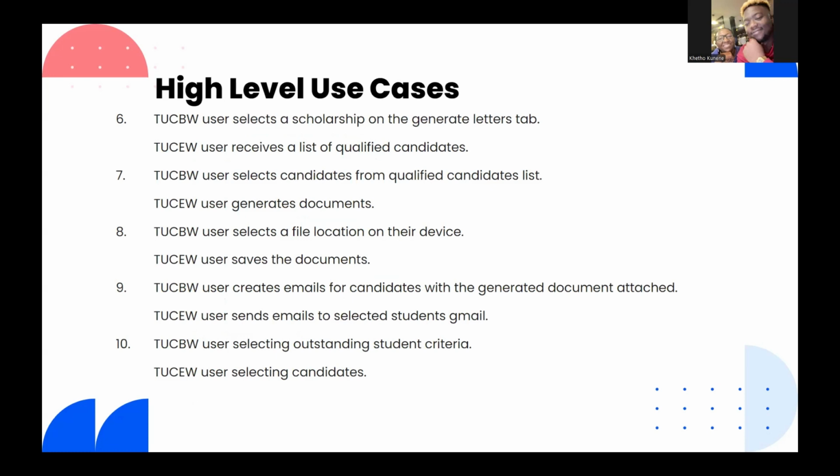This use case begins with the user selecting candidates from a qualified candidates list. This use case ends with the user generating documents. This use case begins with the user selecting a file location on their device. This use case ends with the user saving those documents. This use case begins with the user creating emails for candidates with the generated documents attached, and this use case ends with the user sending emails to the selected students via Gmail. This use case begins with selecting outstanding student criteria, and this use case ends with selecting candidates.